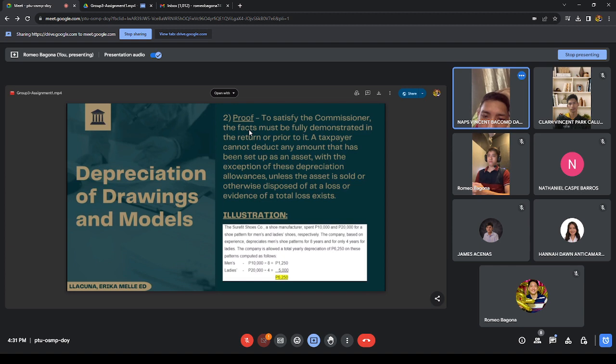The SureFit Shoes Corporation spent 10,000 pesos and 20,000 pesos for a shoe pattern for both men's and ladies' shoes respectively. The company, based on experience, depreciates men's shoe patterns for 8 years and only 4 years for the ladies. The company is allowed a total yearly depreciation of 6,250 on these patterns computed as follows. So men's shoe pattern is 10,000 pesos divided by 8 years, which is the depreciation years, which is then 1,250 pesos. Now for the ladies, 20,000 pesos divided by 4 is 5,000 pesos. And if we add them all up, the company depreciates a total of 6,250 pesos.